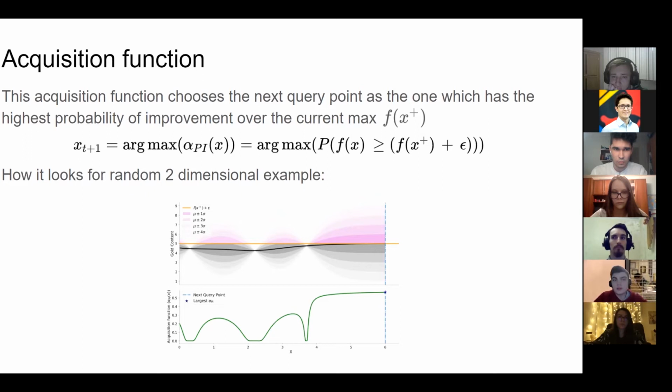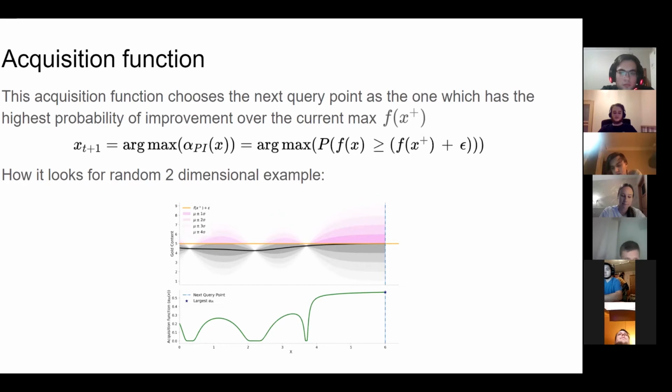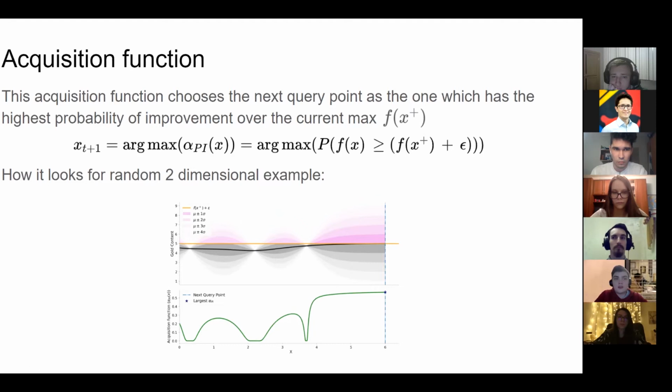So the acquisition function chooses the next query point as the one which has the highest probability of improvement over the current max. You can see the two-dimensional example where the green line is the acquisition function. We try to find the highest probability of potential maxima.